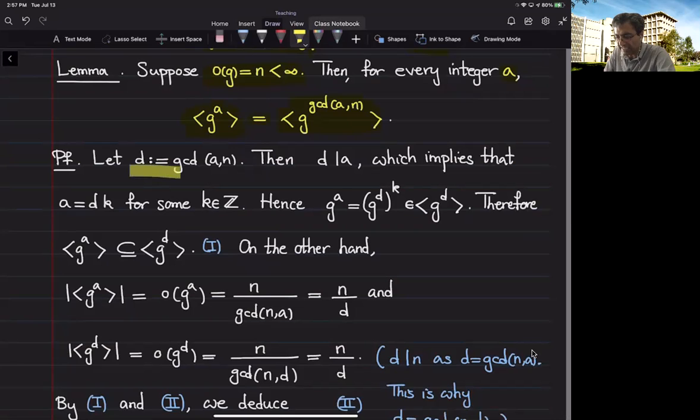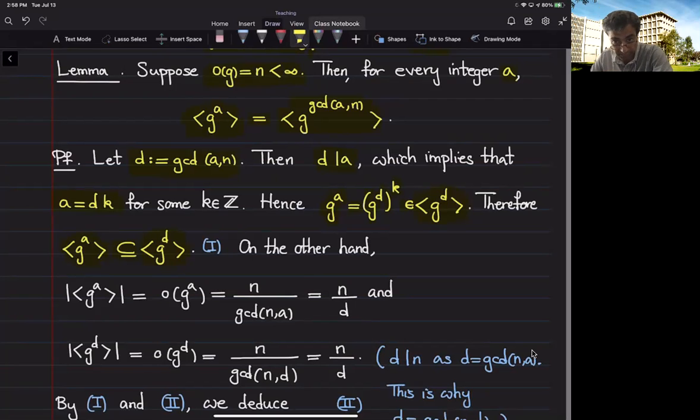Because d is the GCD of a and n, d definitely divides a. Therefore a is an integer multiple of d, so g raised to the power a is g to the d raised to some integer power, which means it belongs to the cyclic group generated by g to the d. This element is inside this group. That implies the cyclic group generated by g to the a is a subset of this group, because it is the smallest subgroup that contains g to the a. So the group generated by g to the a is a subset of the group generated by g to the d.